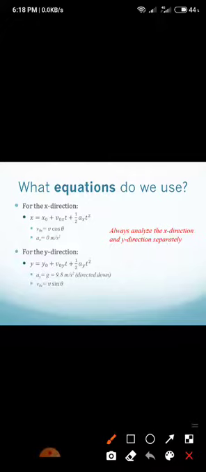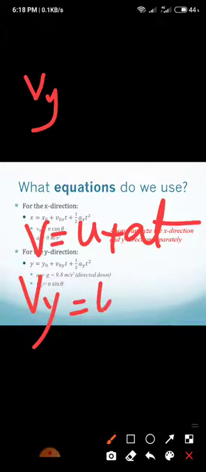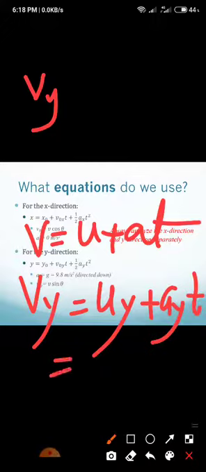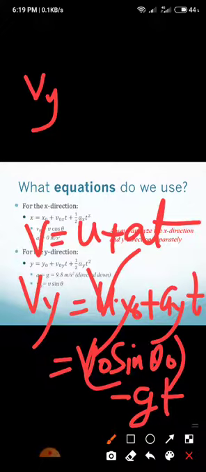The main thing you need to remember is that when you determine anything along the y-axis, the other component should not be involved. Think that you want to find Vy. Using v equal to u plus at, you can find Vy. So Vy is uy plus ay into t. What is uy? It is written in your book, Vy naught, that is V naught sin theta naught, minus gt, because ay is minus g.